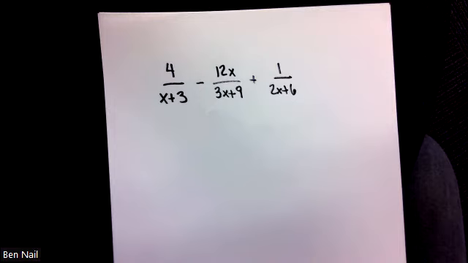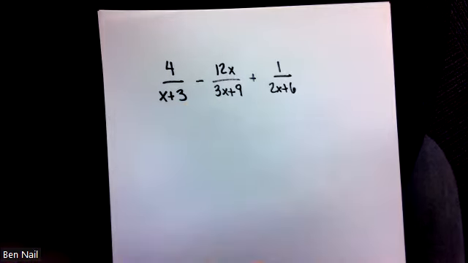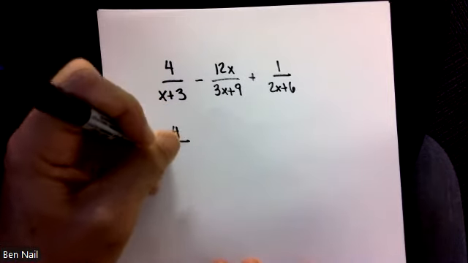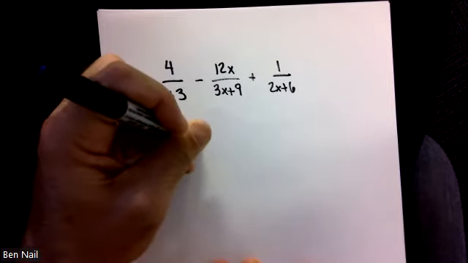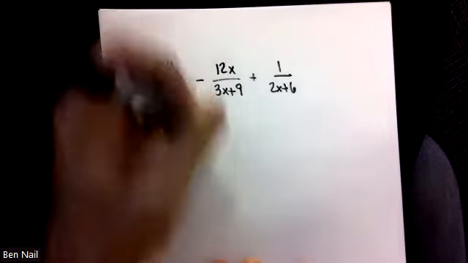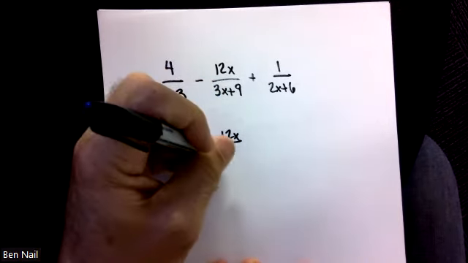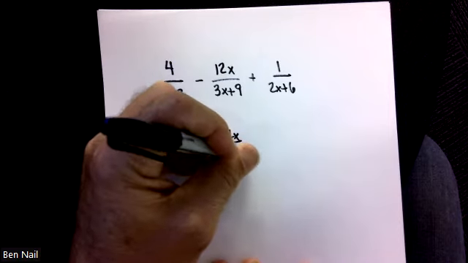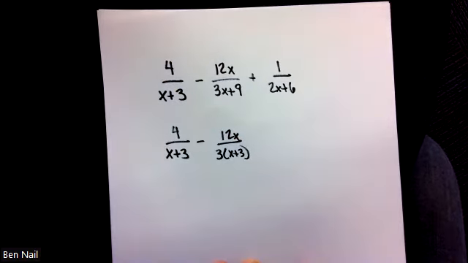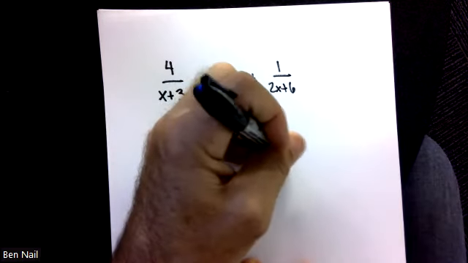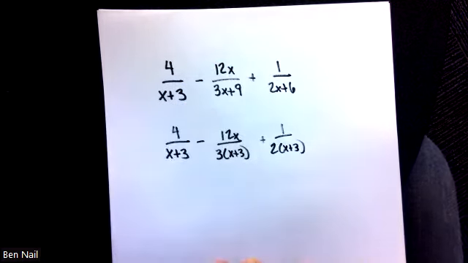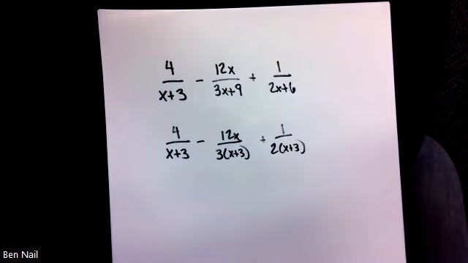Again, I would factor, because you only want to multiply by the stuff you have to. X plus 3 doesn't really factor, so we'll leave it. However, 3x plus 9 does. I can factor out a 3. Similarly, 2x plus 6, I can factor out a 2.